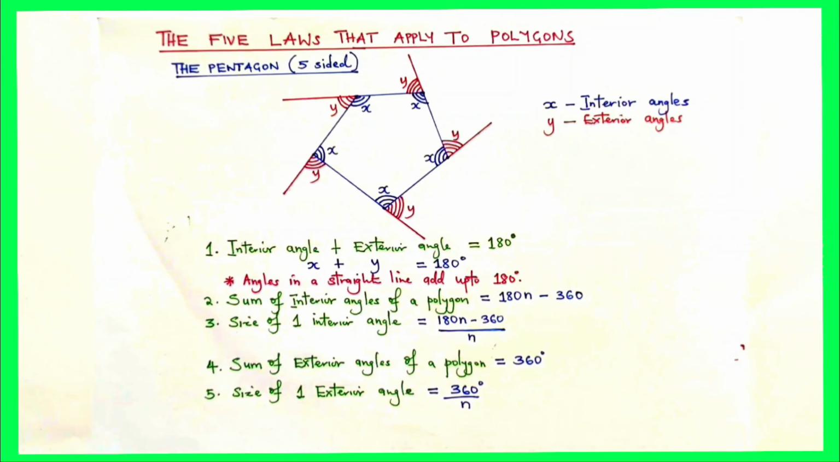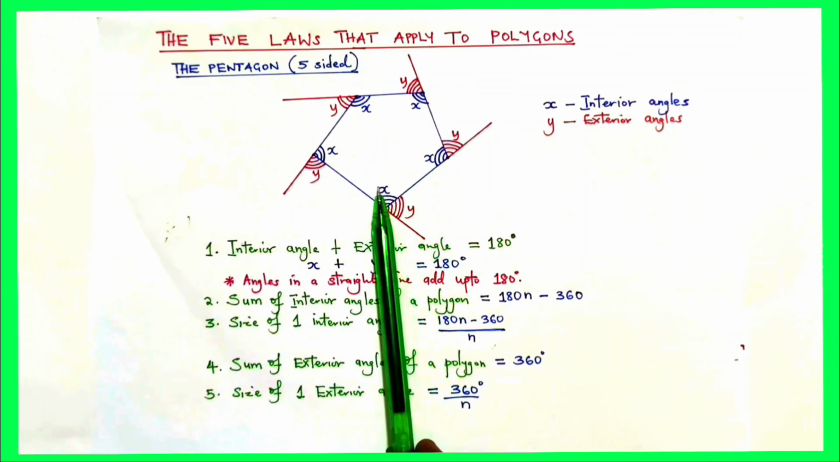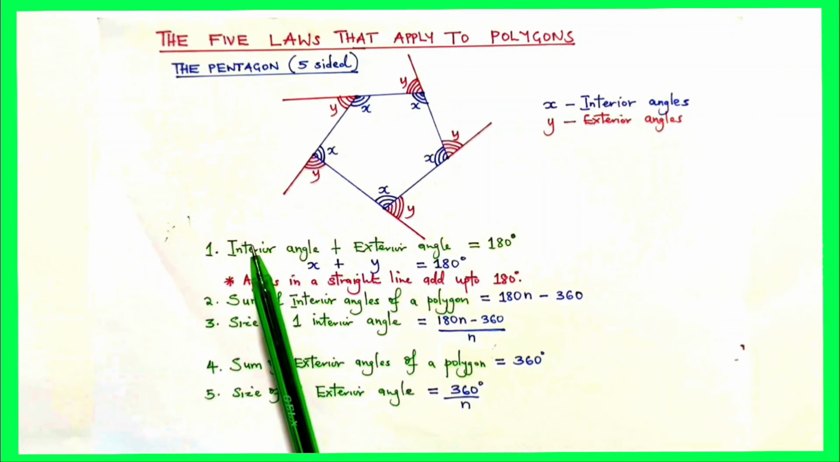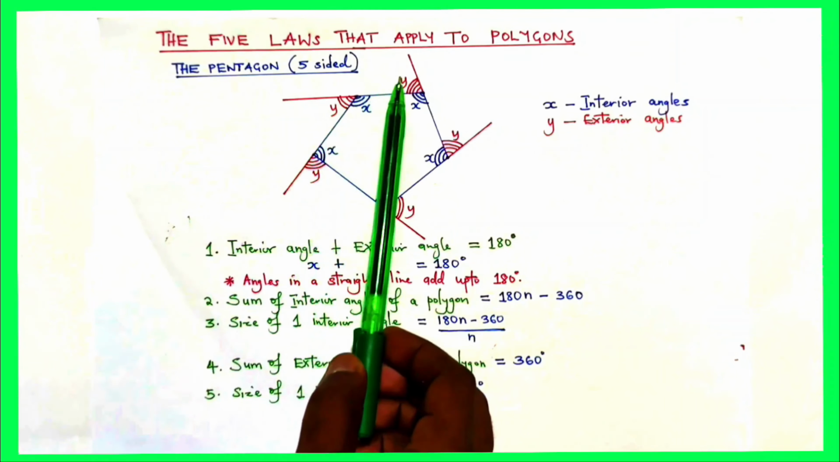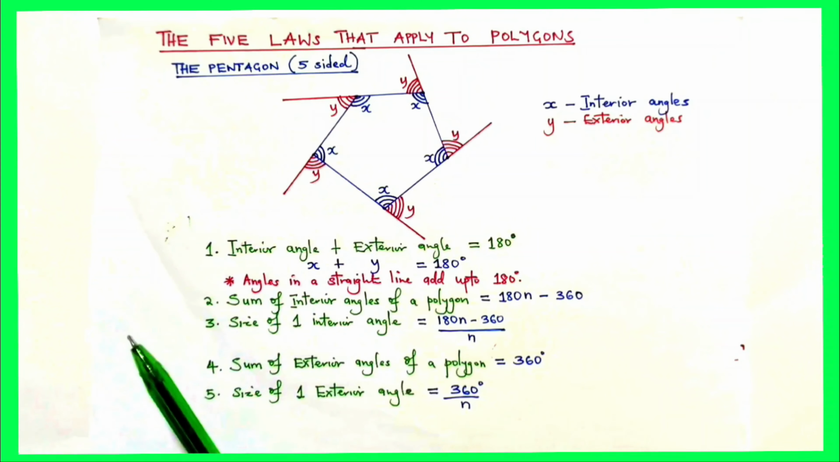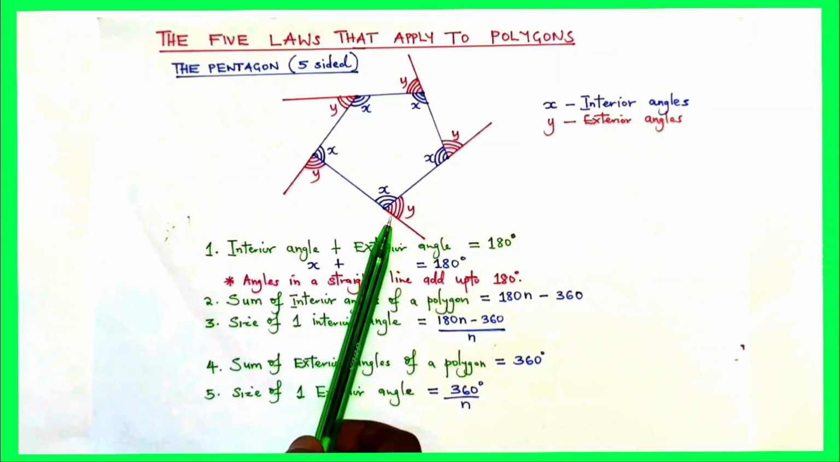Let's consider the 5 laws that apply to polygons. I'm going to use the pentagon to help me describe the angles. So the angles that I've captured with the letter X, we refer to them as interior angles. And then the ones that I've captured with the letter Y, we refer to them as exterior angles. So from what you can see in the diagram is that exterior angles are obtained by coming up with straight line extensions from the vertices where the interior angles are.